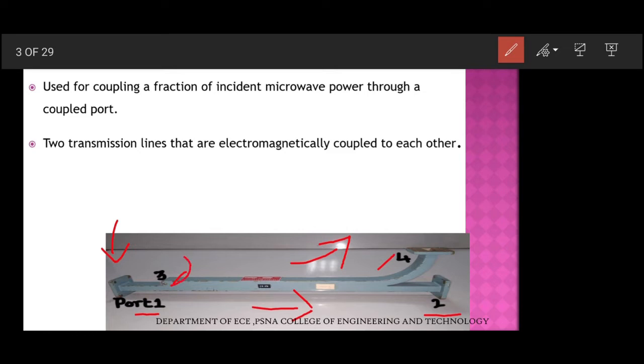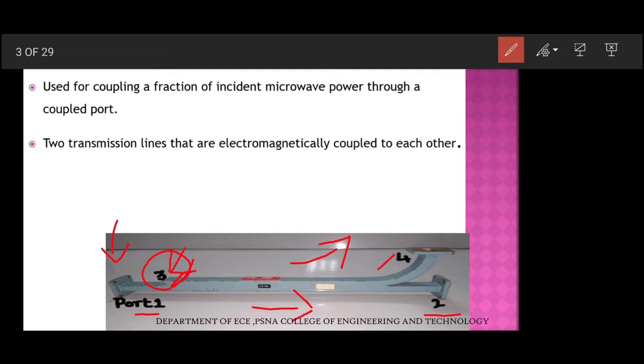Port 3 is said to be isolated as it is match terminated permanently. That is, it internally damps the residual reflected wave from port 2 and port 4. So there is no wave reaching this port 3 and hence port 3 is called the isolated port.